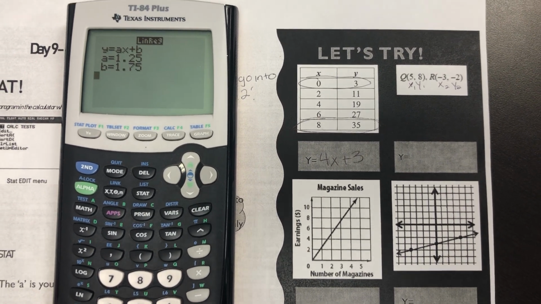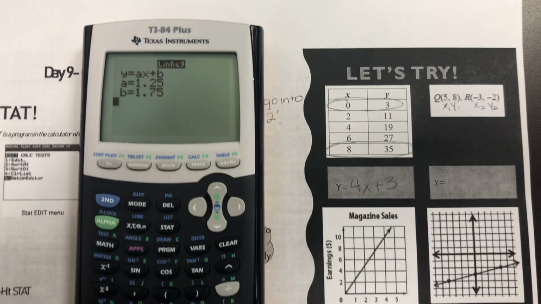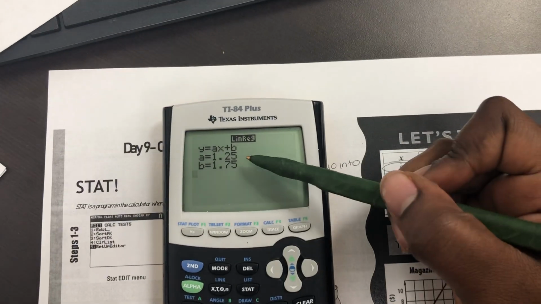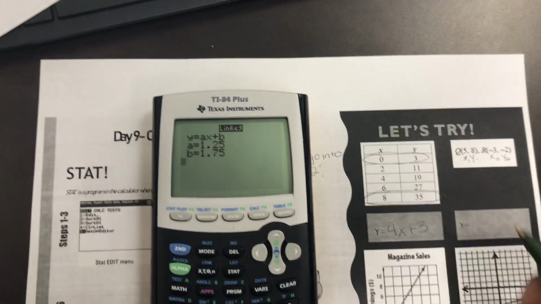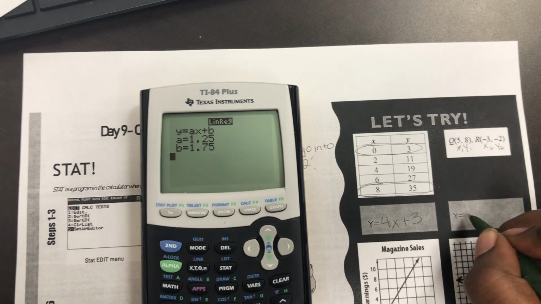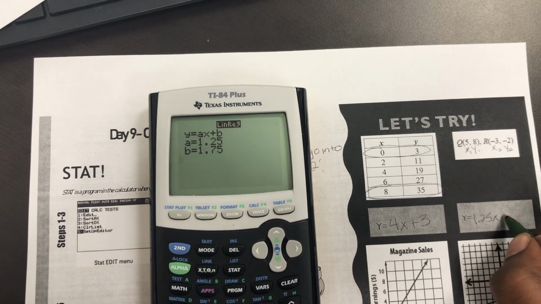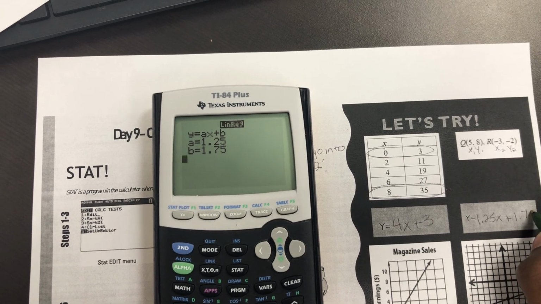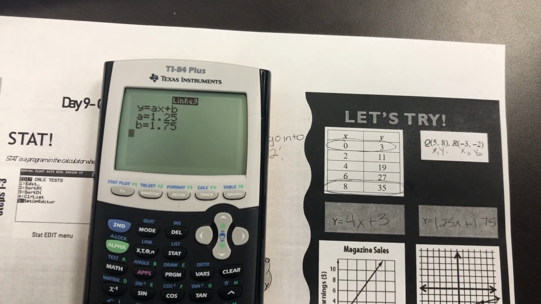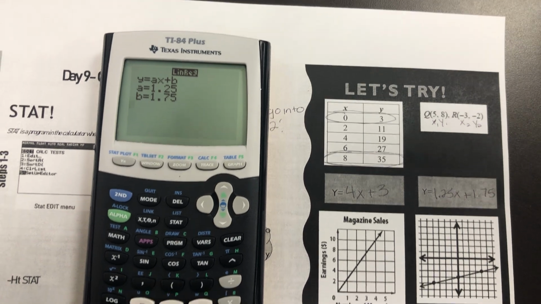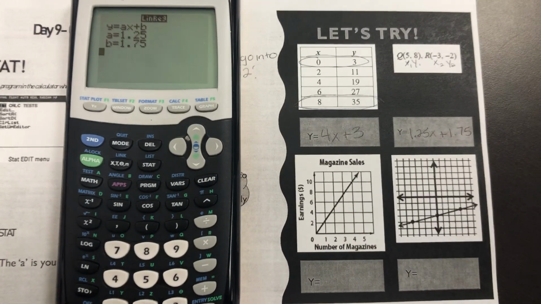So there's your formula, there's your equation. A is your slope, B is your y-intercept. So this is going to say y equals 1.25x plus 1.75. There you go. Now, let's try it if we have tables.